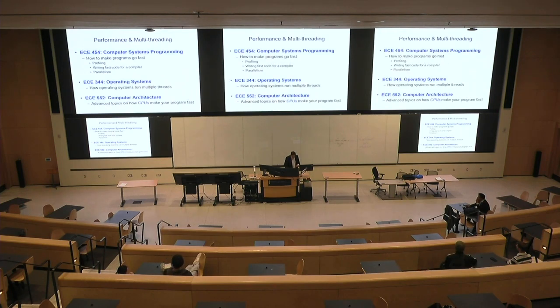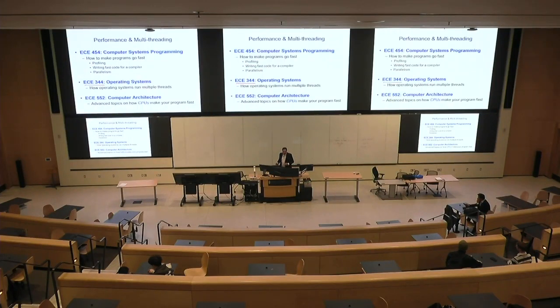So, performance and multi-threading. If you like making programs go fast, ece297 is all about how to make programs go fast. By profiling them, which we talked about, but you do more of it. Writing code that a compiler can turn into efficient instructions, so you kind of learn more about, well, what do I write in C++ or C that turns into efficient machine code? And parallelism, right? So going further in multi-threading than we are here.